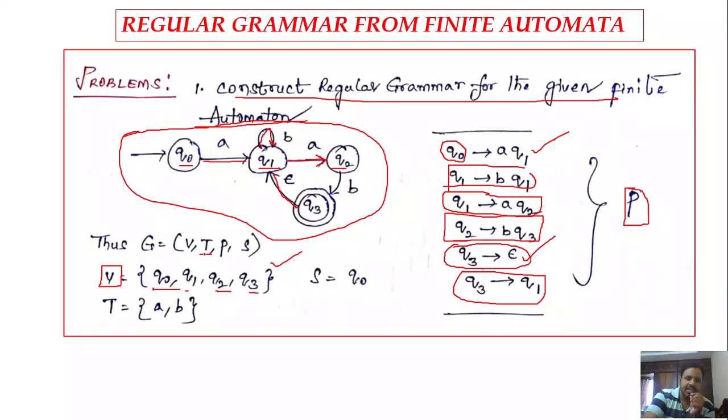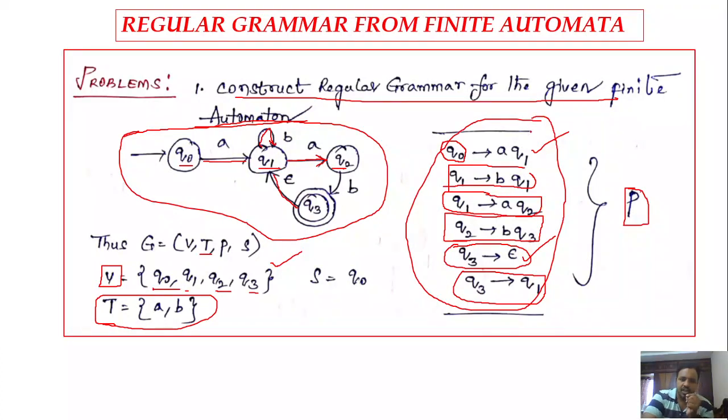What is T? T is nothing but the set of terminals. What are the terminals that we are having? Small a, small b. So T is equal to the set of a, b. P is the set of production rules. And what is the start symbol of your grammar? S is equal to Q0. So Q0 is the start symbol of your grammar. Okay, so this is how you have to write the regular grammar for the given finite automata.